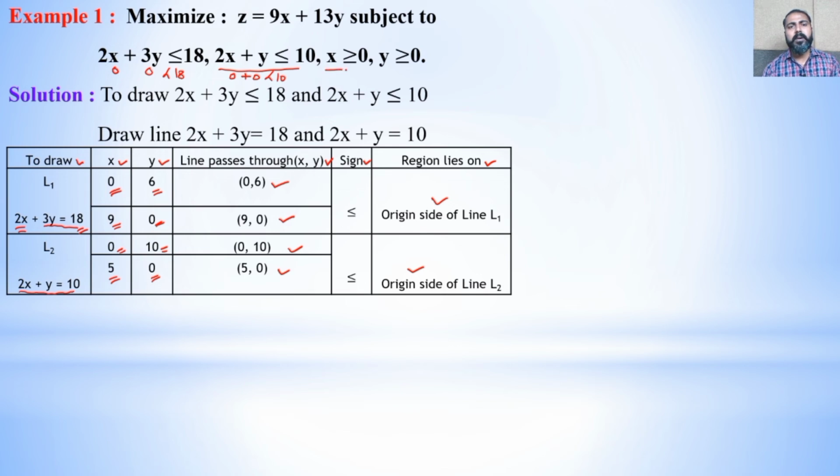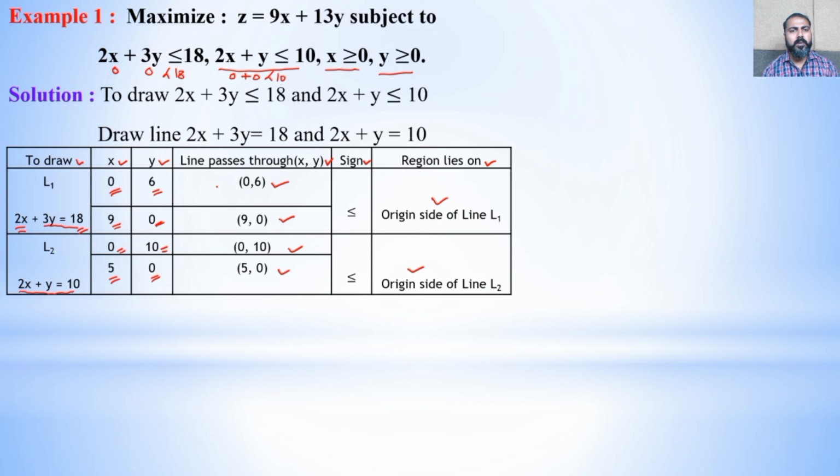Students, remember x is greater than or equal to 0. For that, we draw the line x is equal to 0 and it is nothing but equation of y axis. And for y is greater than or equal to 0, we draw the line y is equal to 0, and we know that y is equal to 0 is equation of x axis.